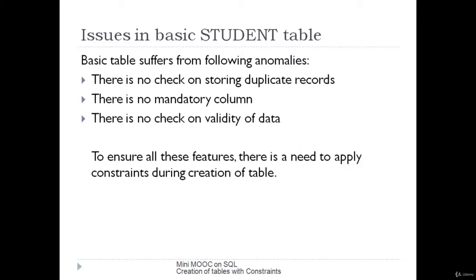To ensure that only correct data is stored in the database, we can apply constraints during creation of the table. In this session, we will learn how to apply these constraints on the table. The restrictions or rules to ensure that only correct data is stored in the database are known as integrity rules or constraints. There are two categories of constraints, and these are column level and table level.